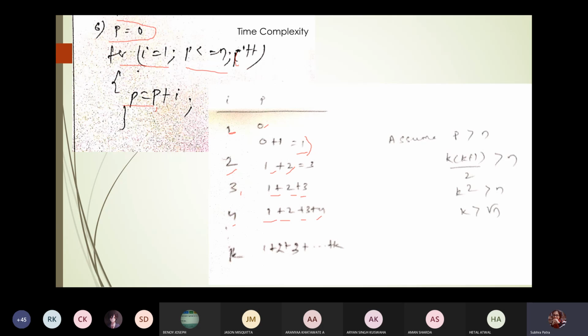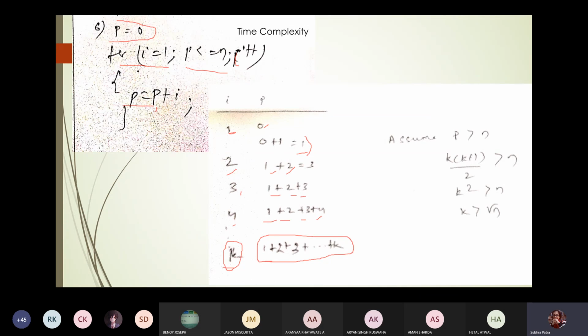Similarly, here we are not taking i less than n; here we are taking p less than or equal to n, right? So i is not getting executed till n times. It is definitely getting executed fewer than n times, so let's suppose we take it as k times. Then it will again be 1 plus 2 plus 3 plus until k times.